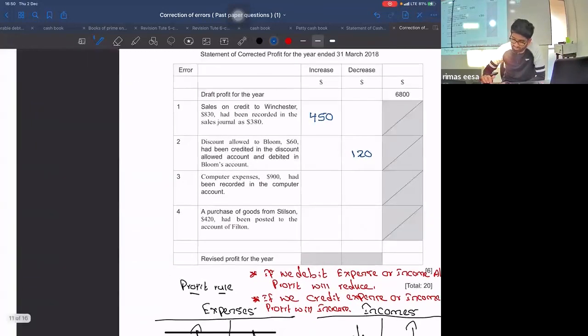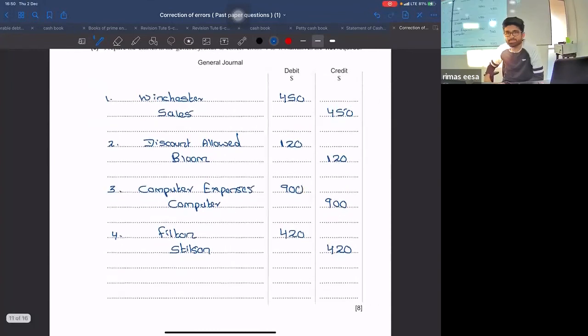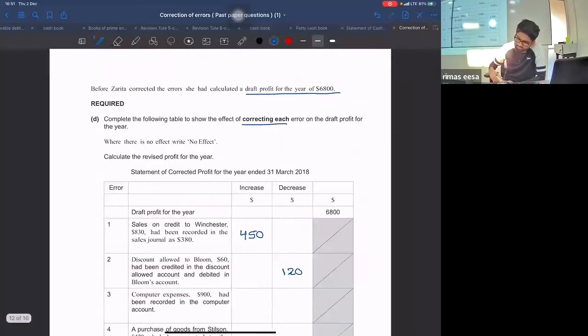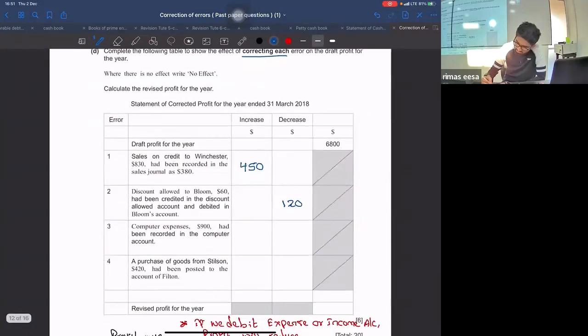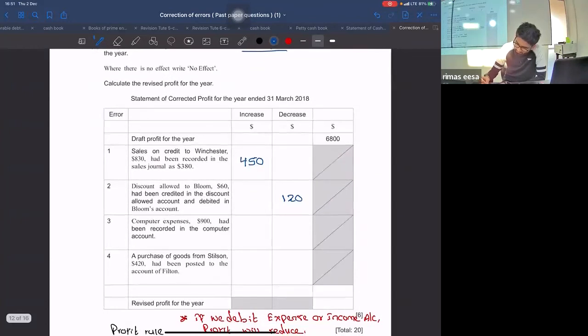Right. Next, error number 3. Out of the 2, what comes in your income statement? Computer expense. Computer is an asset. That will not come in the income statement. Computer expense will come. What are you doing? Debiting. If you debit, what will happen to profit? Profit will reduce by 900. Okay.